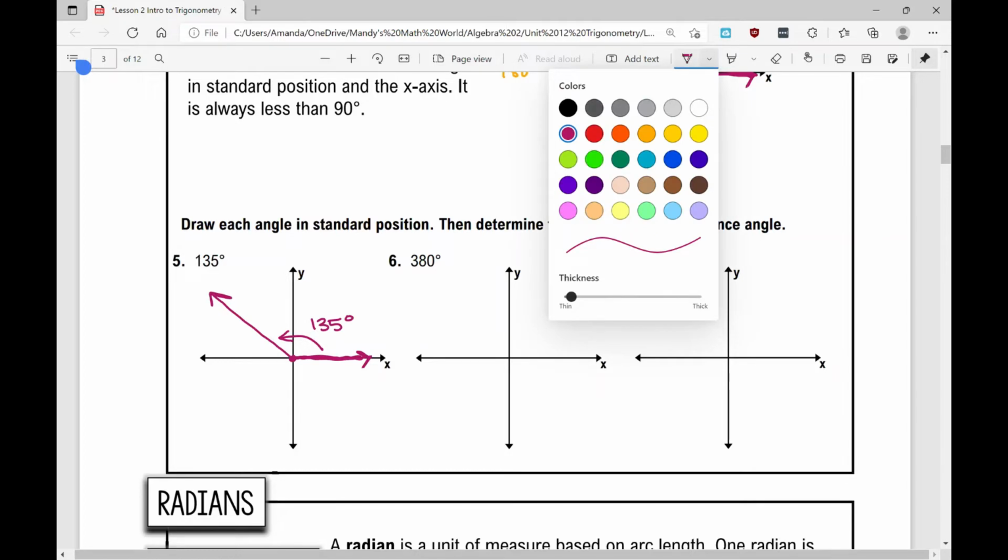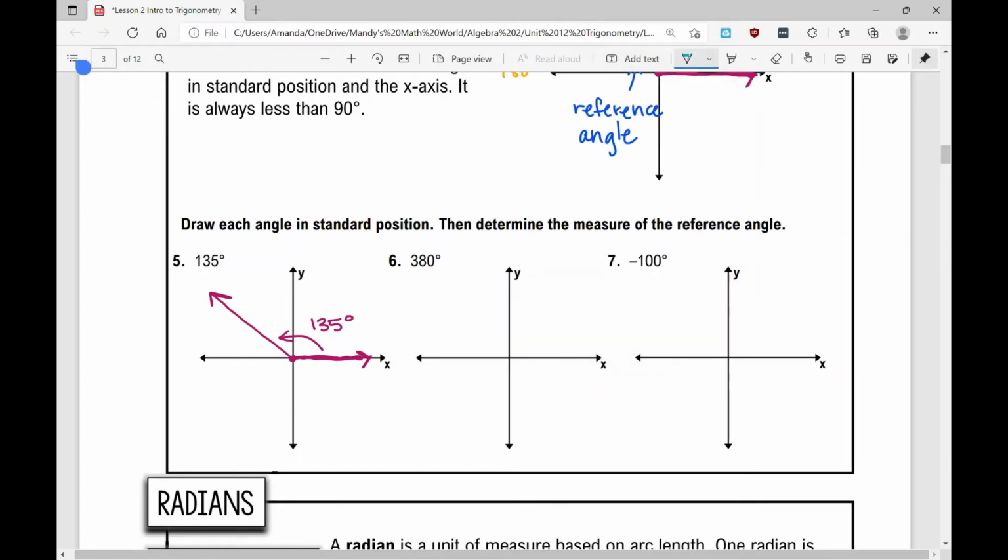My reference angle is between this terminal side and the x-axis, right? Right there, that is my reference angle. What's the degree measure? Well, 135, how much more do I need to get to 180 degrees? I could always do 180 minus 135, and I get 45 degrees. So this reference angle is 45 degrees. Let's move on to number 6.